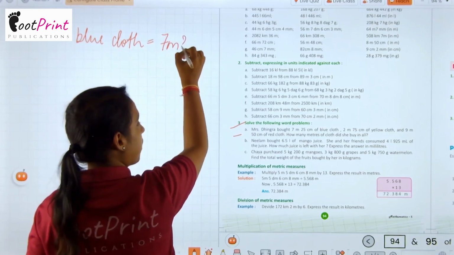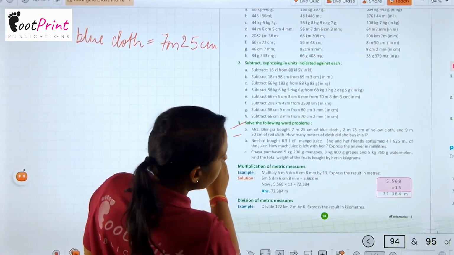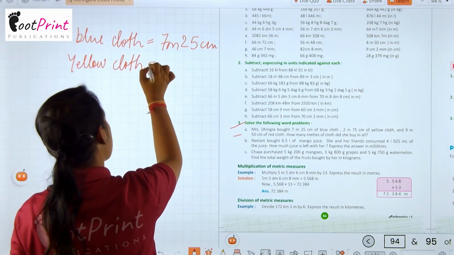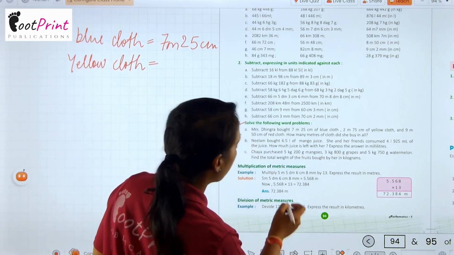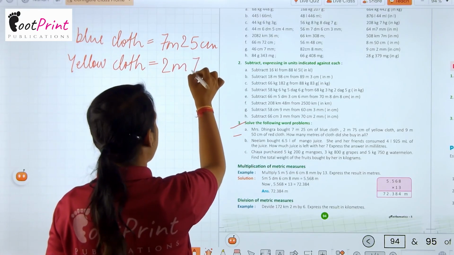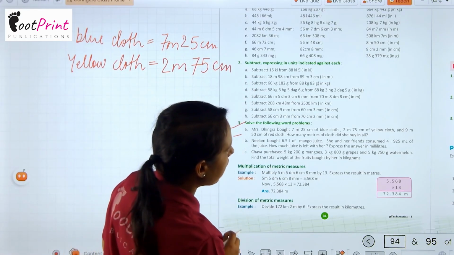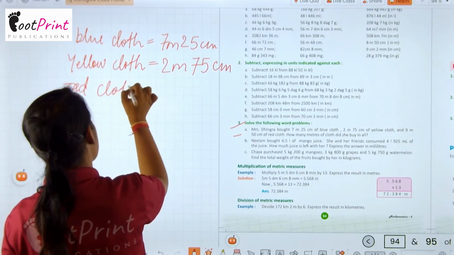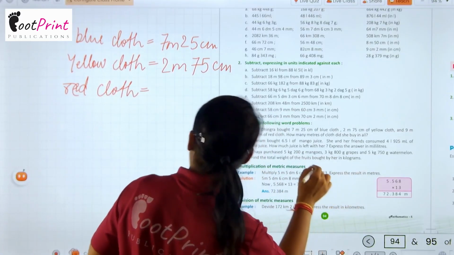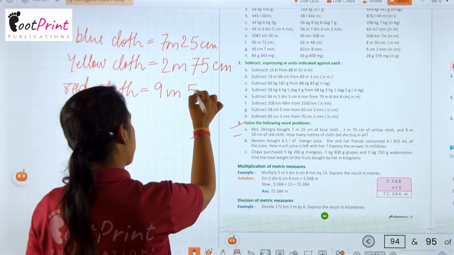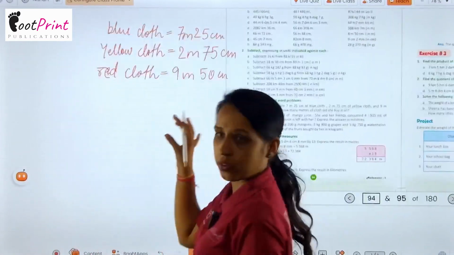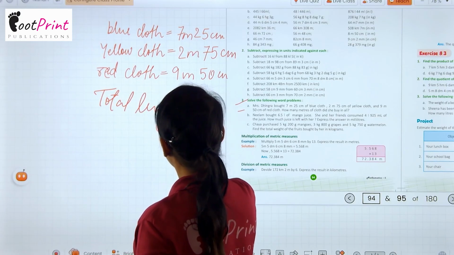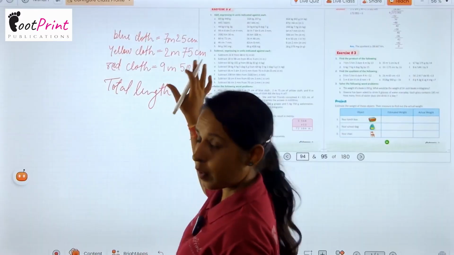7 meter 25 centimeter and yellow cloth, she bought yellow cloth of 2 meter 75 centimeter length, and then red cloth is of 9 meter 50 centimeter. Okay, we have to find out the total length. Okay, total length. How do we find? By adding all these lengths.